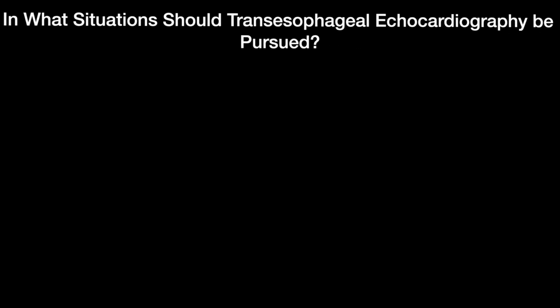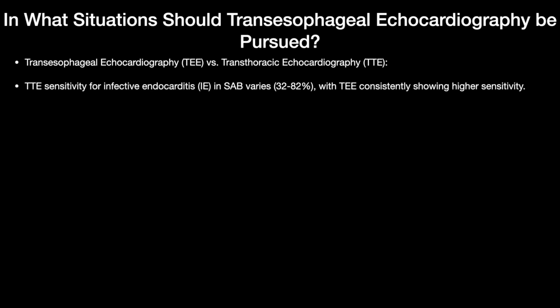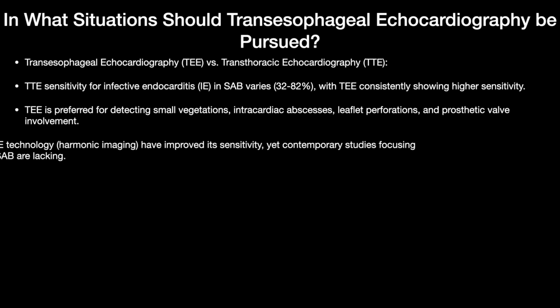The next thing we will discuss is in what situation you should go for a transesophageal echo. Transesophageal echo versus transthoracic. Transthoracic sensitivity for infective endocarditis in SAB varies from 35 to 82%, with transesophageal consistently showing higher sensitivity. Transesophageal is preferred for detecting small vegetations, intracardiac abscesses, leaflet perforations, and prosthetic valve involvement.